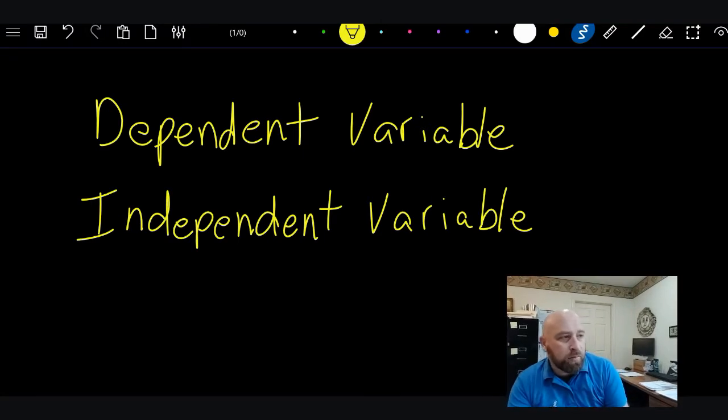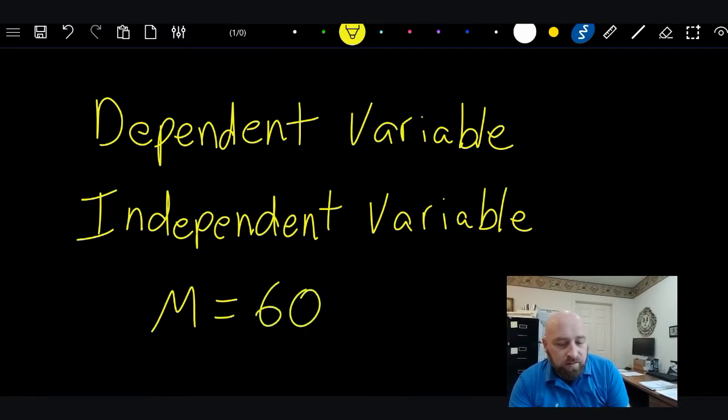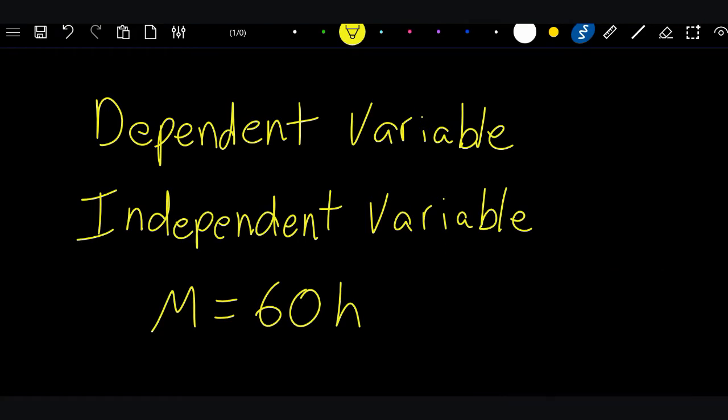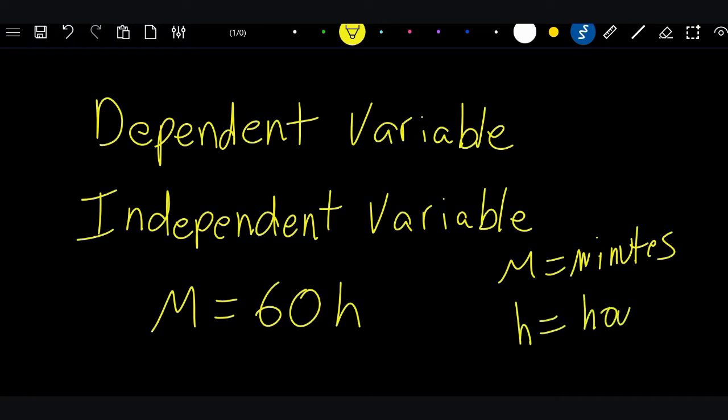There is an example in your book where it says m equals 60h. M equals 60h. And here's what that says. The minutes are the m, so m equals minutes, and h, actually it's a small h, equals hours. All right, now here's the idea. Here's what's going on here. If I have 1 hour times 60, that tells me how many minutes.